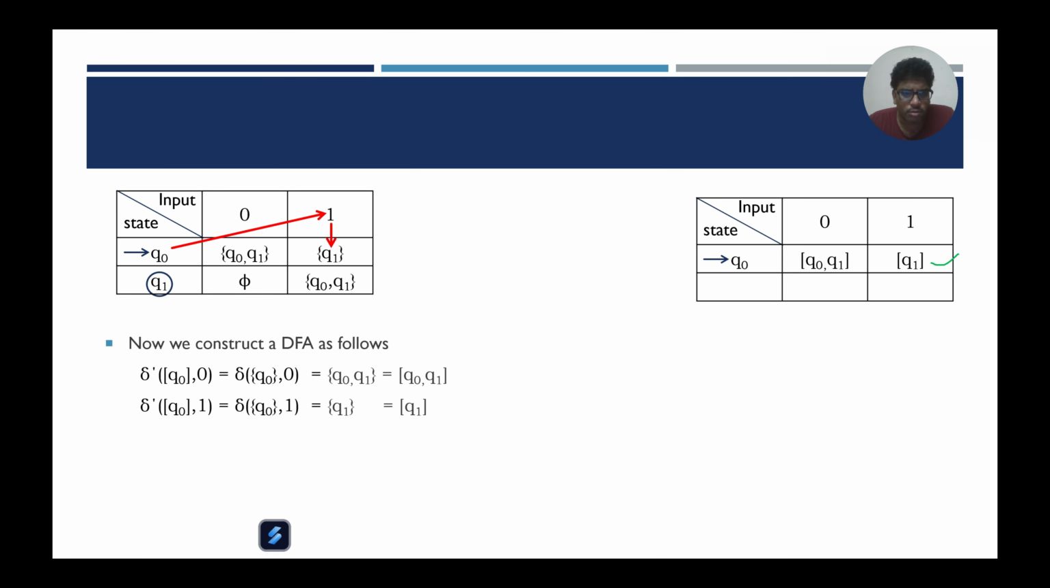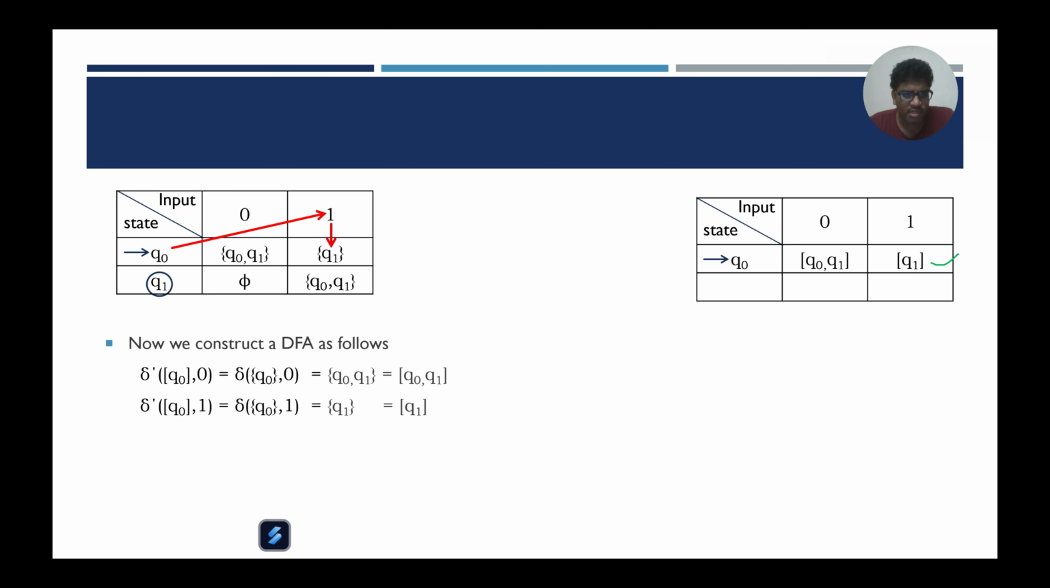Now observe that at the state of Q0 on reading 0, we obtained the state Q0, Q1. On Q1, Q0 on 1, the obtained state is Q1. Now we are going to consider these two states. So first I am going to take the single set of state, that is Q1.